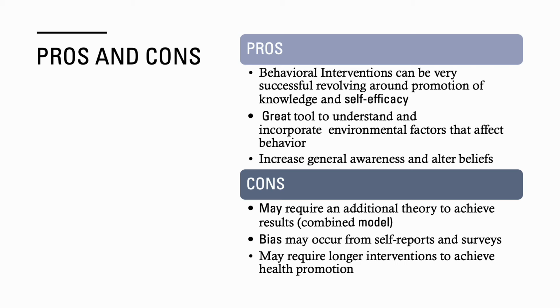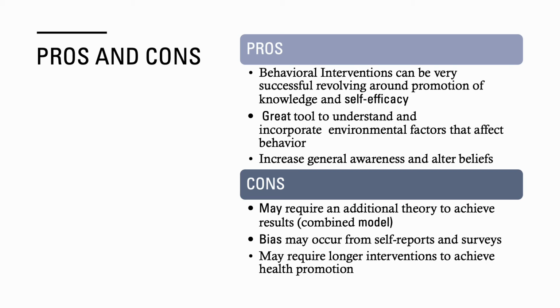Another thing that we can see specifically with the first case study that was based around obesity is that sometimes the social cognitive theory requires longer interventions to achieve the specific health promotion, especially if that health promotion is revolving around providing knowledge to increase self-efficacy. Different people learn at different paces and grasp concepts at different speeds, so health promotions might take a little bit longer.